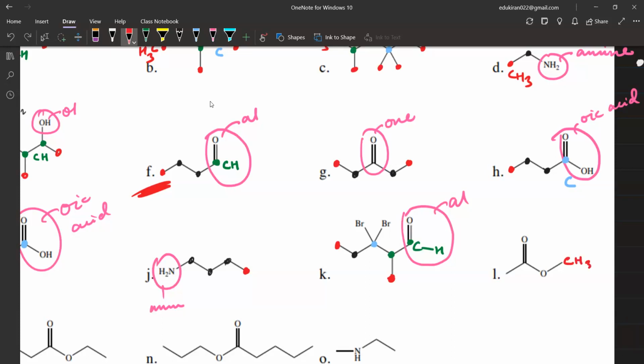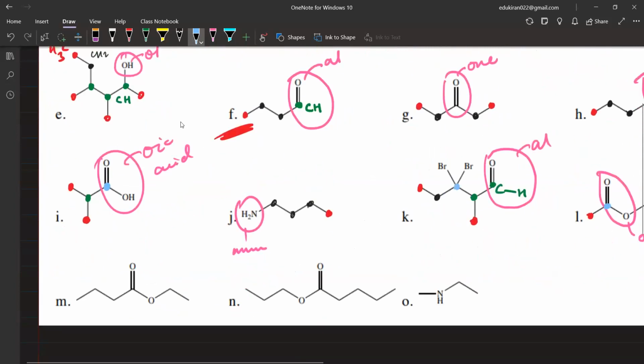CH3 is a methyl group, an alkyl group. Methyl is an alkyl group, right? So this is going to be ester, and here you have the CH3 carbon atom. Okay. Now, and one more carbon atom is present, which is having 0 hydrogens, which is this carbon atom.